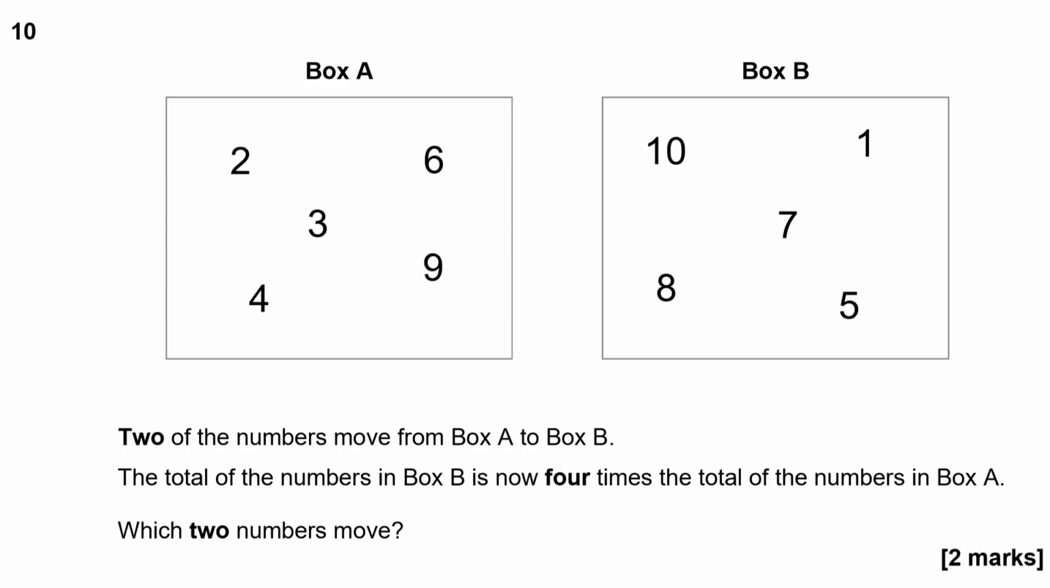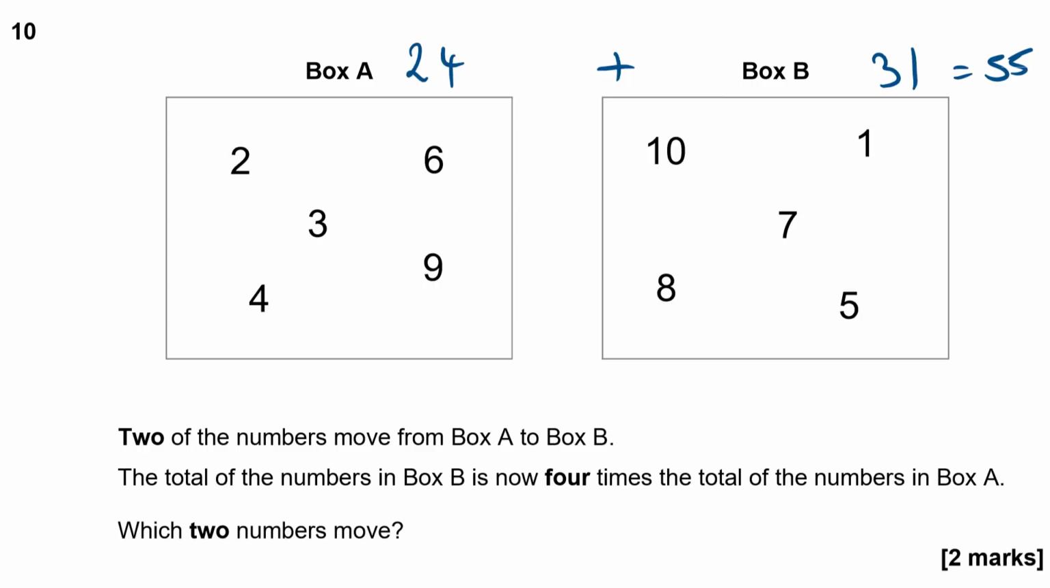So how many have we got in box A? I've got 2, 3, 4, 6 and 9. What does that add up to? 2 and 3 is 5, plus 4 is 9, plus 6 is 15, plus 9 is 24. So this one adds up to 24 to start with. And box B, 10, 1, 7, 8 and 5, what's that? 18, 25, 30, 31, adds up to 31. So together the numbers add up to 55.